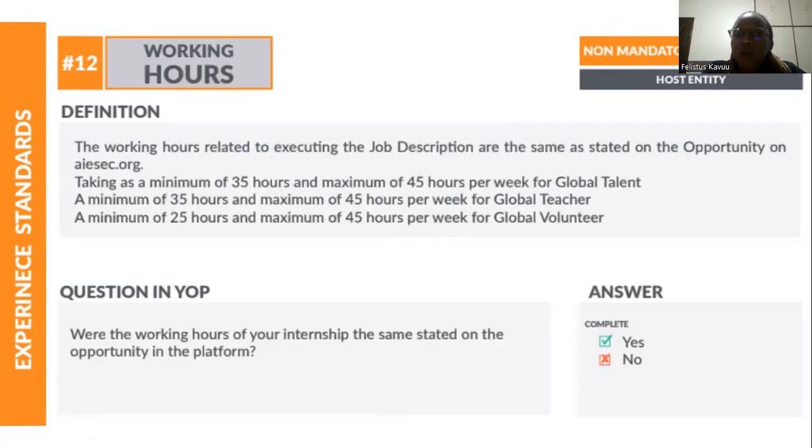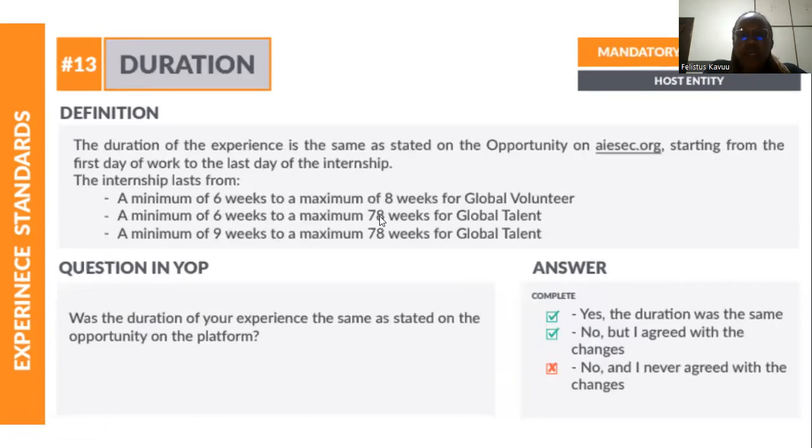Number 12 is the working hours. So the working hours related to executing the JD, job description that is, are the same as stated on the opportunity on ISEC.com. Taking a minimum of, so for global volunteers, this is what we're focusing on, a minimum of 25 hours and a maximum of 45 hours per week. Then we have the duration. Remember, this mainly encompasses the fact that a global volunteer experience should range between 6 weeks to 8 weeks.